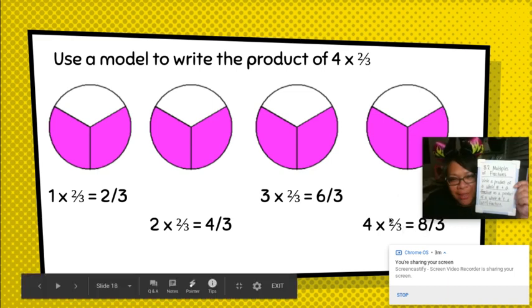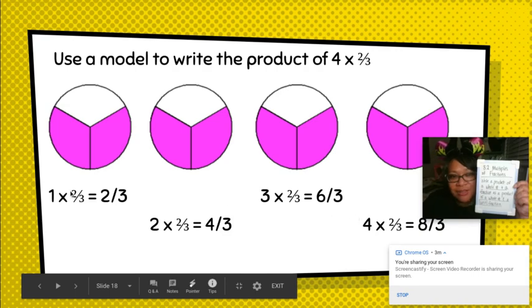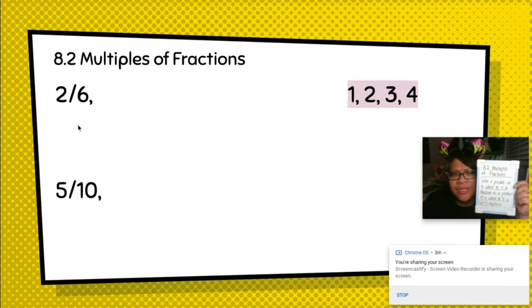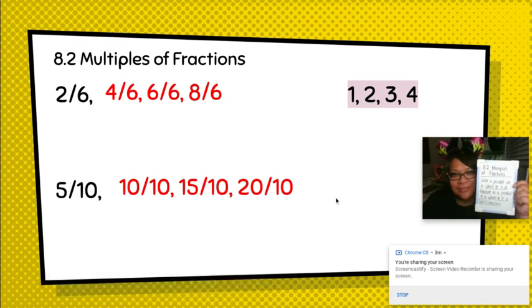So do you see the pattern right here of the numerators? You see that the numerators are actually multiples of 2 in the original fraction, 2/3. So we can write multiples of fractions. So if we did 2/6 and we wanted to know multiples, we would just multiply 2 times 1, 2 times 2, 2 times 3, 2 times 4, all while keeping the denominator the same. 2, 4, 6, 8. Same with 5/10: 5, 10, 15, 20. And then you can go on and on.